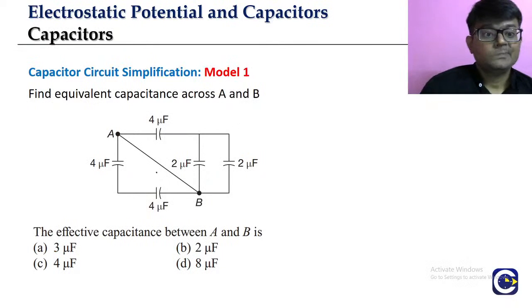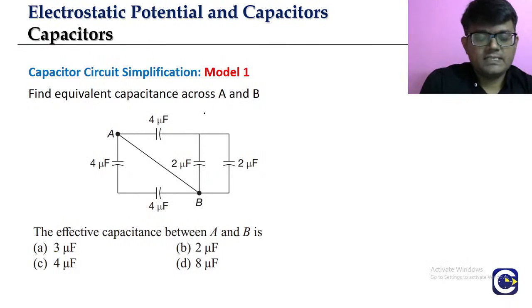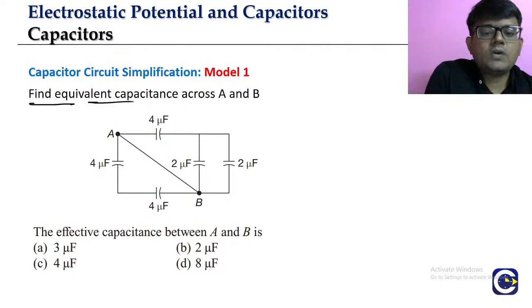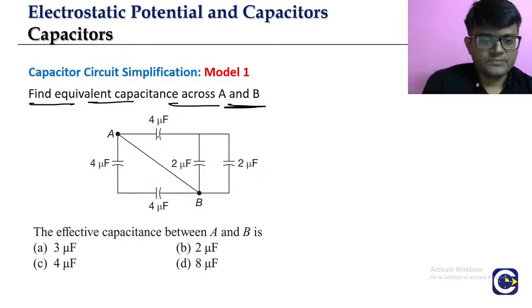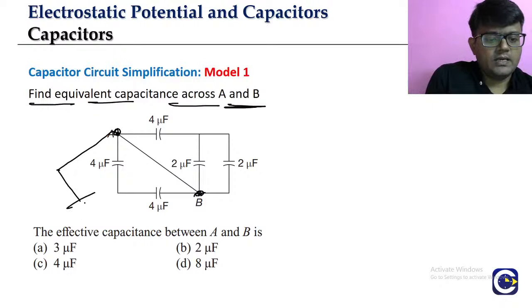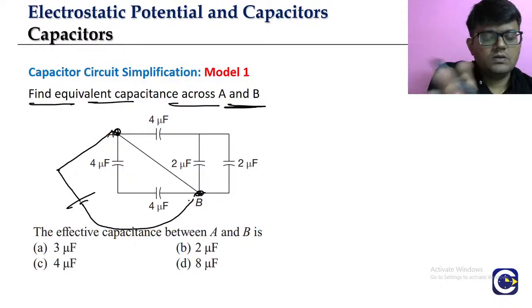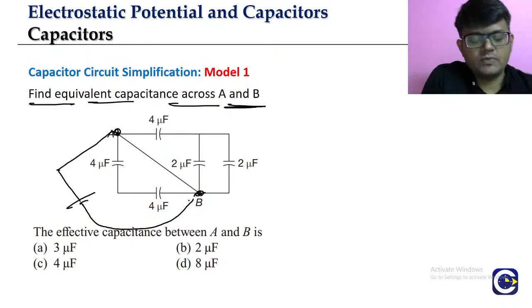So what is this? Another model 1. As I said, we are going to solve a lot of questions in model 1. Look here: find the equivalent capacitance across AB. Across AB means, this is how we have to understand it: it is as if we connect a battery or cell across AB. Okay? So that is how we have to assume. So we have to find the equivalent capacitance across AB.